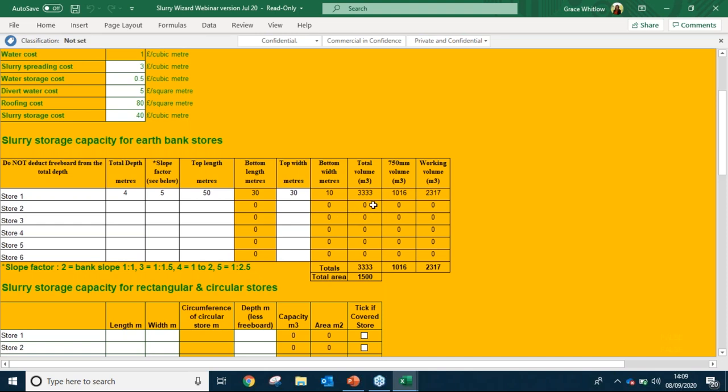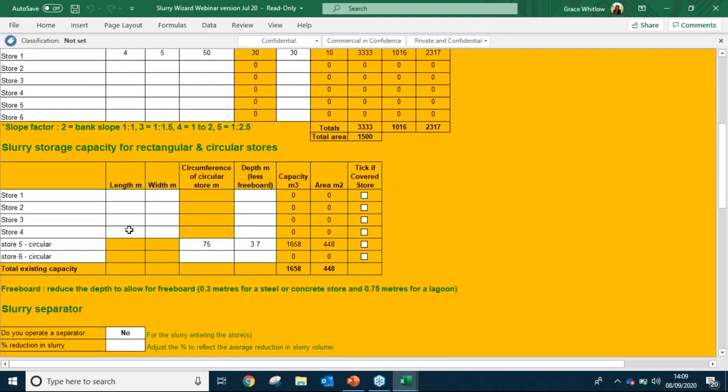We can see here the volume of that particular lagoon, and the working volume also, having taken account of the 750 millimeter freeboard requirement. So the working volume is 2317, as you can see there. And if there were numerous lagoons, they'd all be added here and totaled at the bottom. We've also got the surface area noted there.